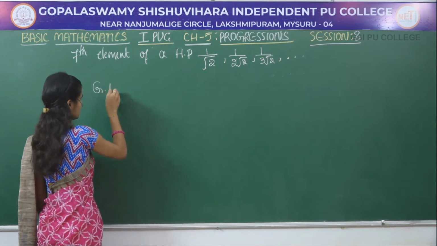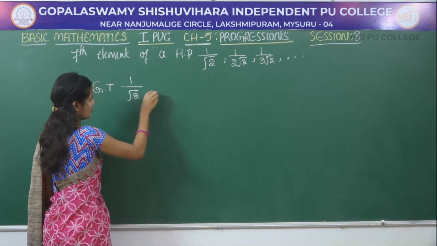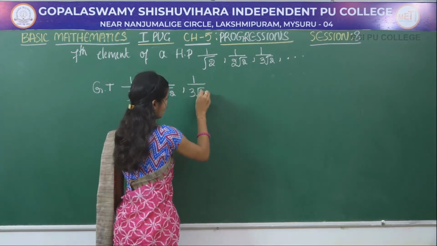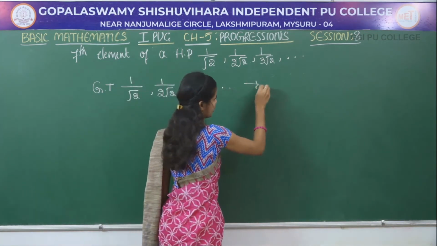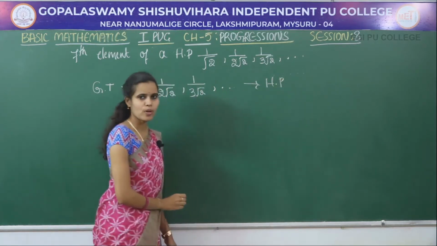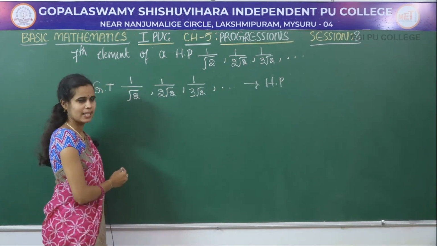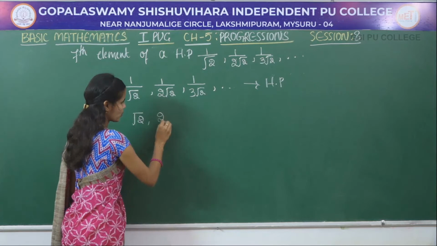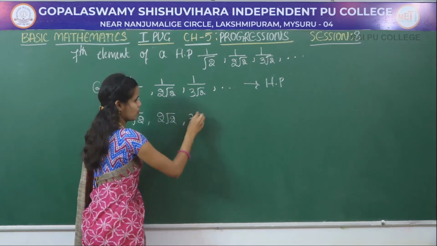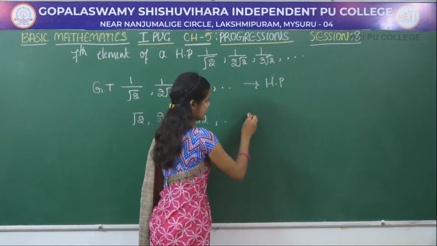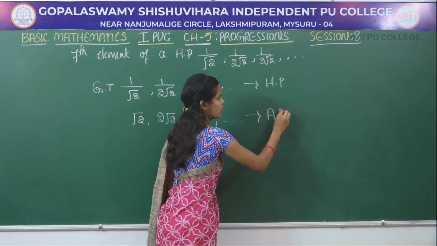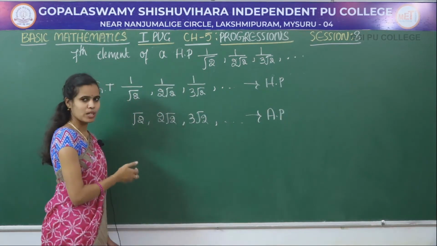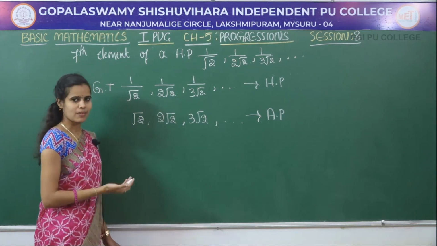So first write the given data. Given that 1 by root 2, 1 by 2 root 2, 1 by 3 root 2 is in HP. Therefore the reciprocals of the terms form an AP. So the reciprocal of 1 by root 2 is root 2, of 1 by 2 root 2 is 2 root 2, then 3 root 2. So this sequence is in AP. First let us find the 7th element in AP. Then take the reciprocal of the 7th element in AP, and we get the 7th element in HP.